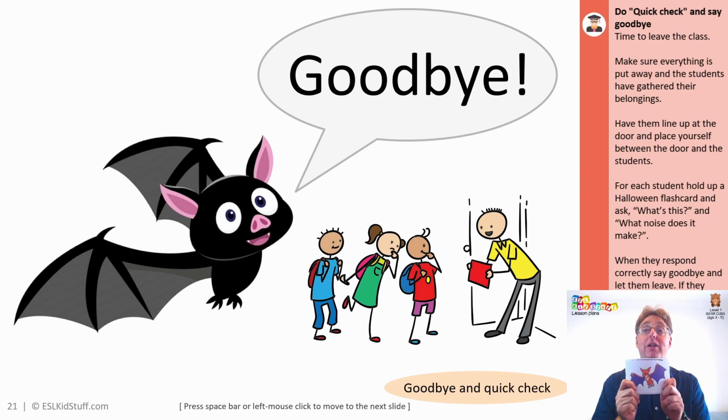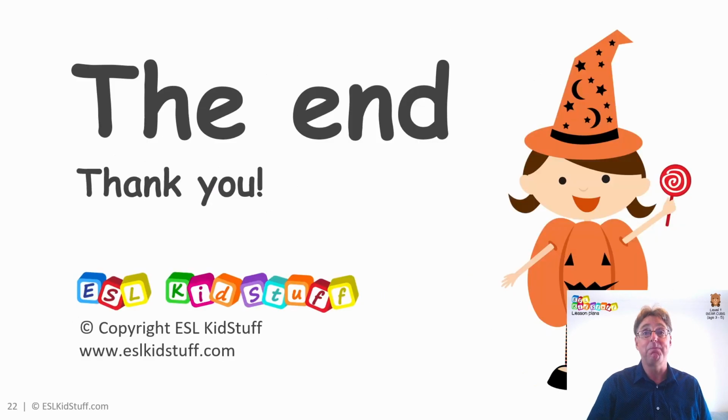And if they do it well, they can go and say goodbye. If they're not so great or make a mistake, then you get them to join the end of the line, and they have to work their way to the front and have another go. And that's the end of the Halloween lesson.